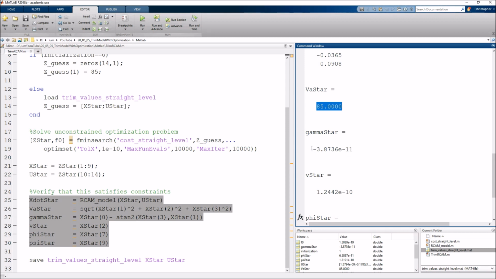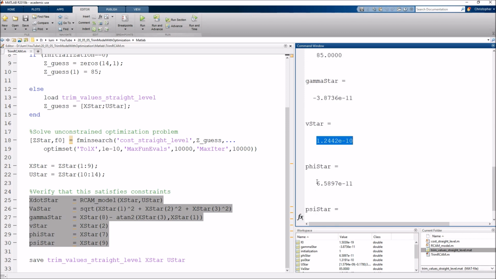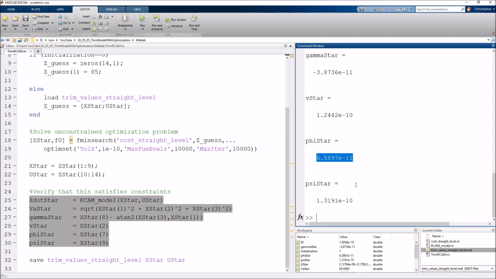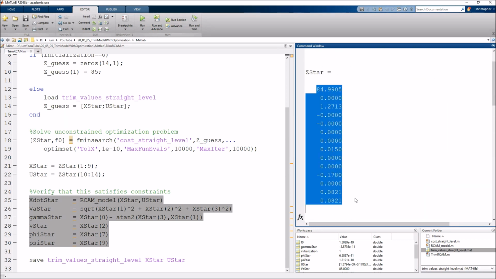How about the climb angle, or the flight path angle? Yep, that looks like 0 to me. Looks like there is no crabbing motion, no sideways component to the velocity, so we should have a side slip angle of basically 0 here. How about phi? Yep, the wings are level, and look at this, the psi is also 0, so we're heading north. So long story short, this solution right here looks really, really darn good.